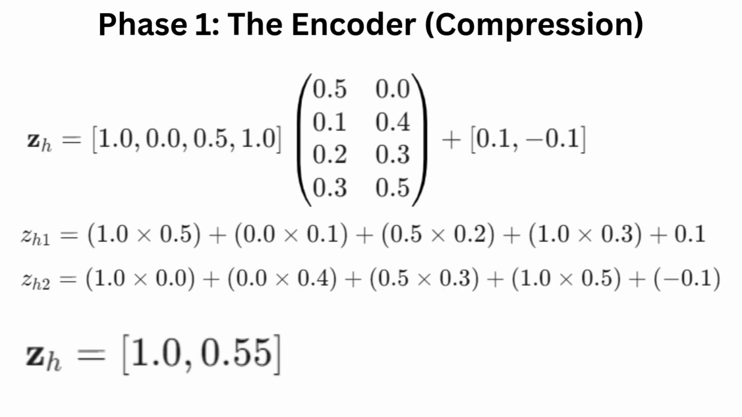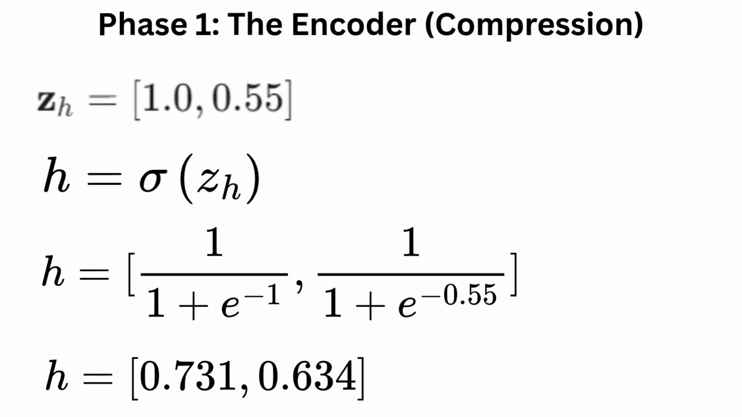Let's put the values in our equation. X is the input vector. Then we have the weight matrix for the encoder and the bias for the encoder. By multiplying X with the first column of the weight matrix, we get Z of H1. And by multiplying X with the second column of the weight matrix and adding the bias, we get Z of H2. Combining them, we get ZH equals 1 and 0.55.